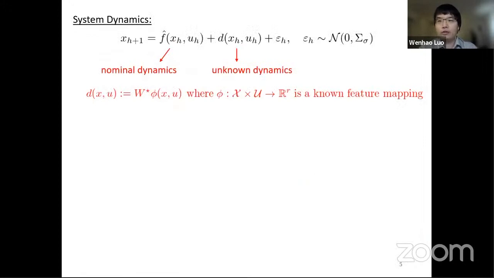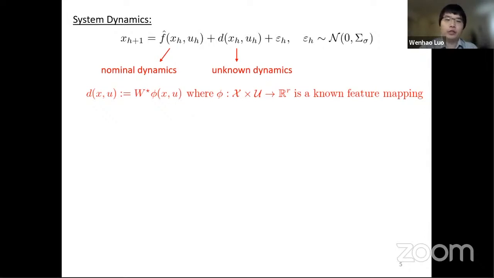So let's look at our problem formulation and setup here. We consider the discrete time control affine system consisting of nominal dynamics known to the robots and an unknown dynamics that need to be learned by the robots. So specifically, we assume these unknown dynamics could be represented by a dot product between an unknown linear mapping, W star here, and a known feature mapping.